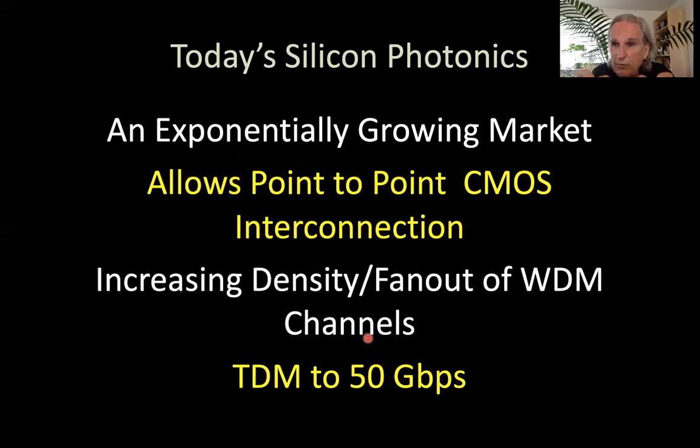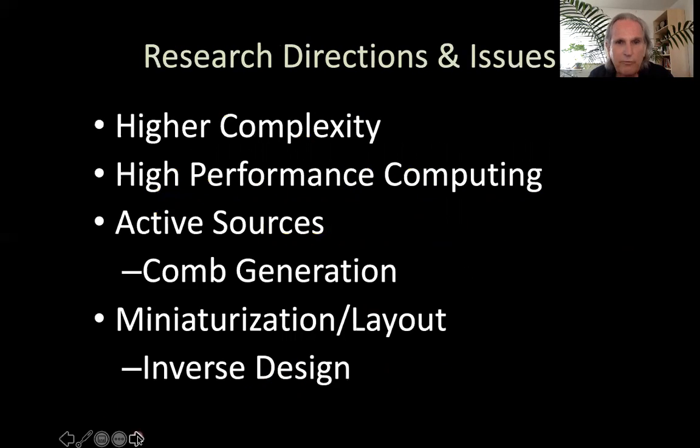So we're going smaller distances. We can miniaturize and get a little bit more fan out, but we're still limited very seriously by that loss budget. And we can go up to 50 gigabits per second. Let's talk a little bit about research directions and issues.